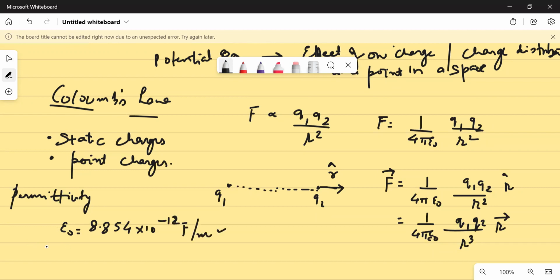Okay, this is something that you already know, so I'm not going to spend much time over it. Is that clear? And K, that is 1 upon 4 pi epsilon naught, comes out to be close to 9 into 10 to the power 9, I think, Newton meter square per coulomb square. Is that clear? I think this is something that you already know.